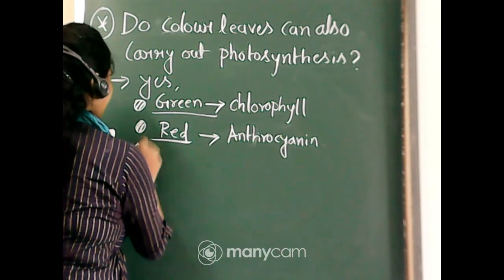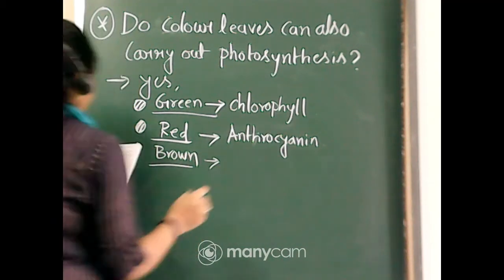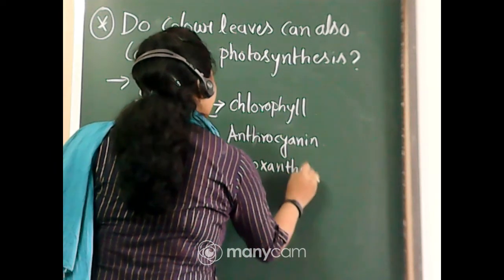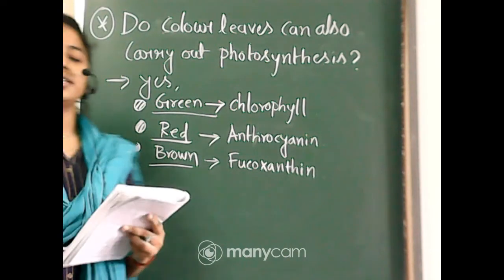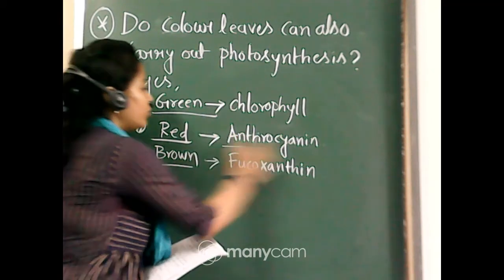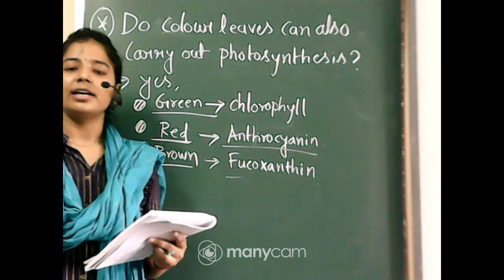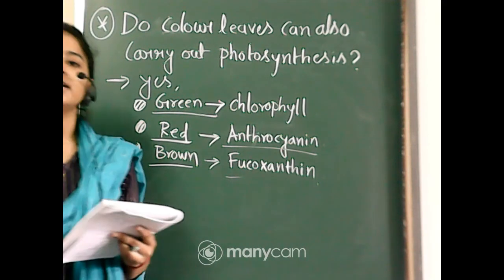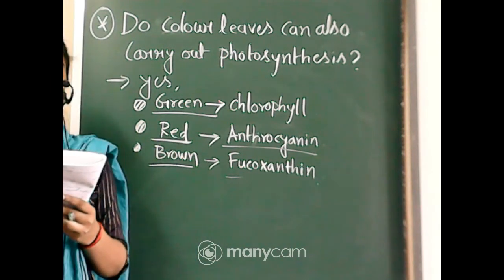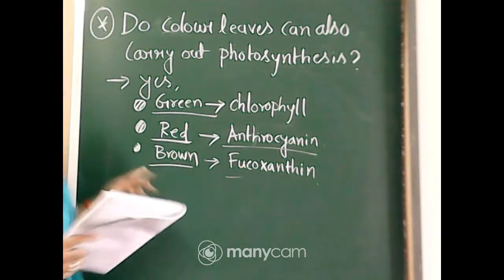Then when there is brown color in leaves, there must be another pigment known as fucoxanthin, isn't it? So chlorophyll is always present in the leaves, but due to the high amount of anthocyanin and fucoxanthin, the red or brown pigments mask the green pigment. That is why we cannot see the green color of those colored leaves. So they have chlorophyll, isn't it? Any problem? This is just extra information for you.